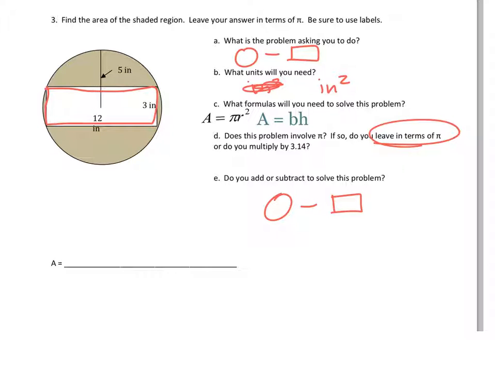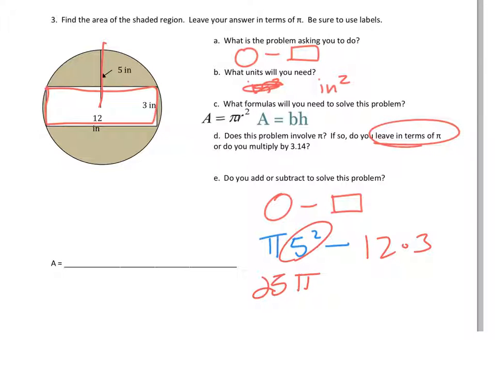So area of a circle, pi r squared. Well, that's what we've got to figure out here. Radius, we do know right here, the radius is 5. So we start out with pi, radius is 5, so 5 squared. Minus base times height, so it's 12 by 3. If you don't see that here, 12 by 3. So this becomes 25 pi over here, because 5 squared is 25. Minus 12 times 3 is 36.